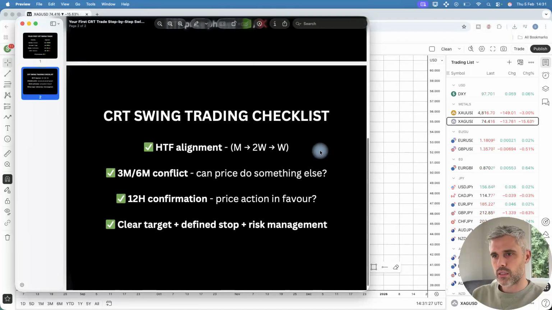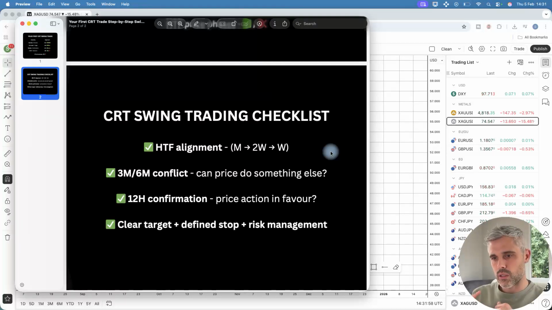In terms of a checklist, this is what you need to do. Check your higher time frame alignment, monthly, 2 weekly, weekly. Does the trade make sense? Second, is there higher time frame conflict? Just scan the 3-month, the 6-month. Is there a chance that price could do something else? If not, you're probably good. Is 12-hour price action in your favor? We're going to cover that in a lot more detail in series 2, but you can see it based on what I'm going to teach you in a sec.